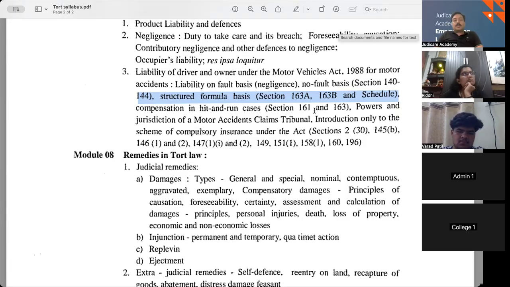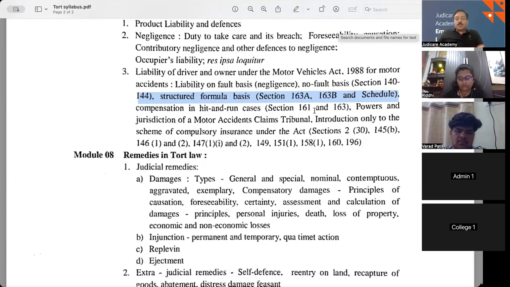The next part is powers and jurisdiction of a motor accident claim tribunal, which in short we call MACT. This is an introduction to the scheme of compulsory insurance. When you go to the court, you will say, I'm here to file a MACT claim. If you go to Pune court, in the Shivaji Nagar court, in the central building behind the Ashoka Hall, you have a MACT available there.